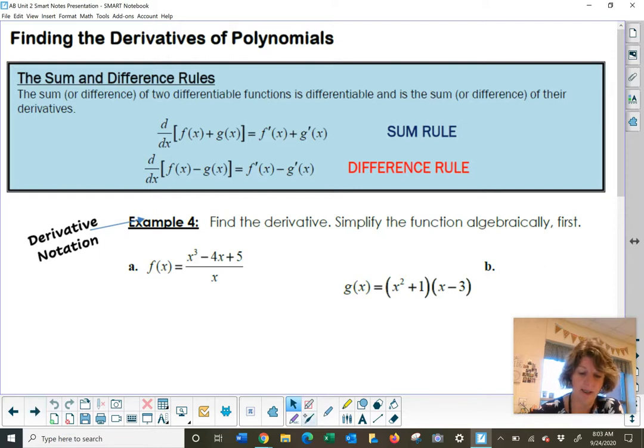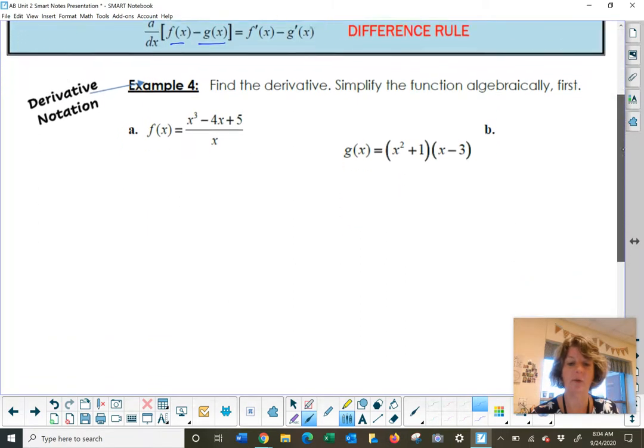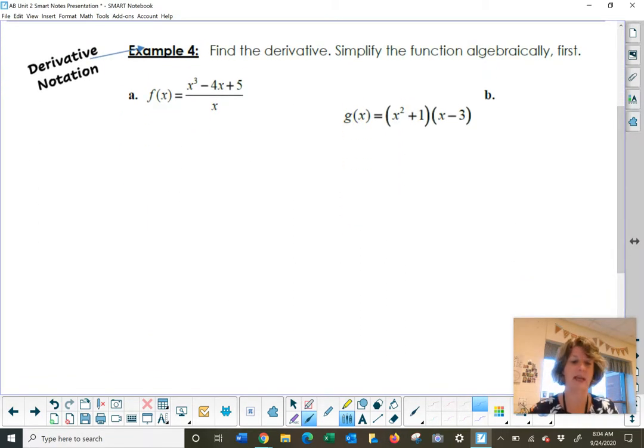And by looking at our rule here, it says if I'm taking the derivative of two functions that are either added or subtracted together, it's like I can take each individual derivative and then add or subtract those derivatives. So not a difficult rule at all, kind of intuitive, I would say.